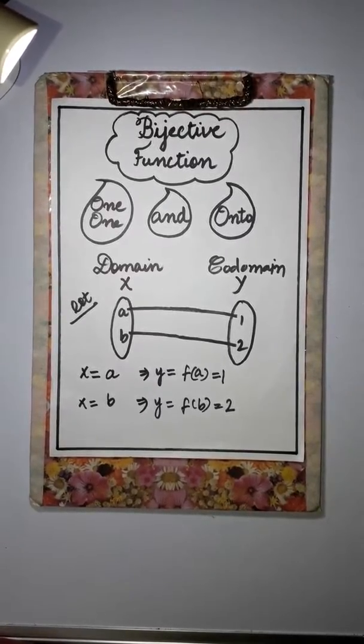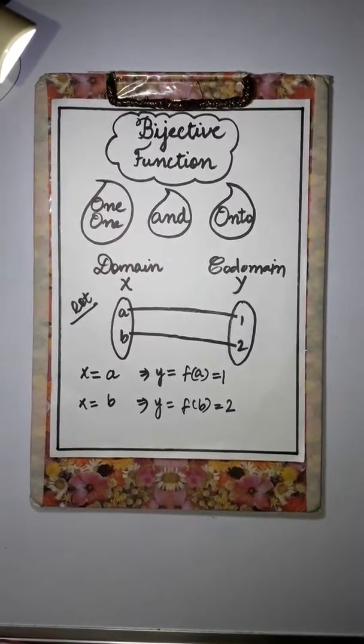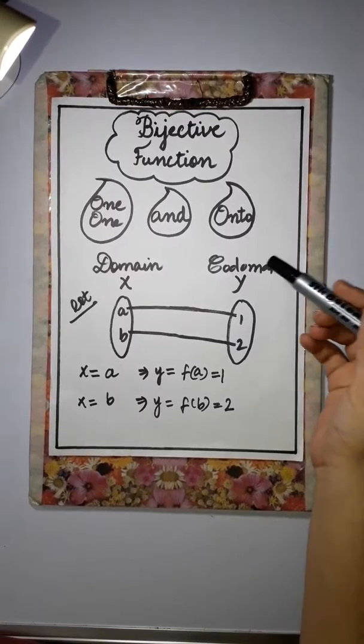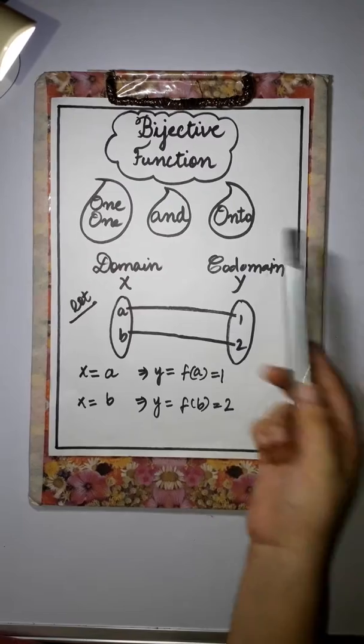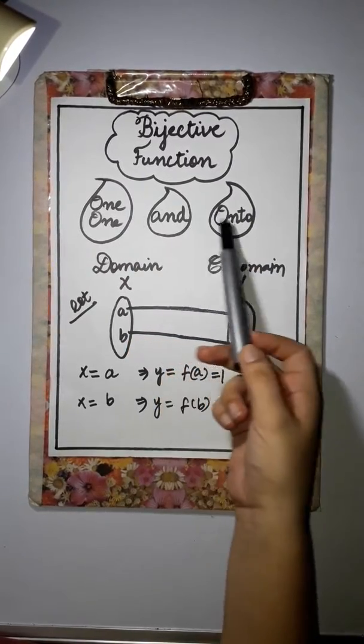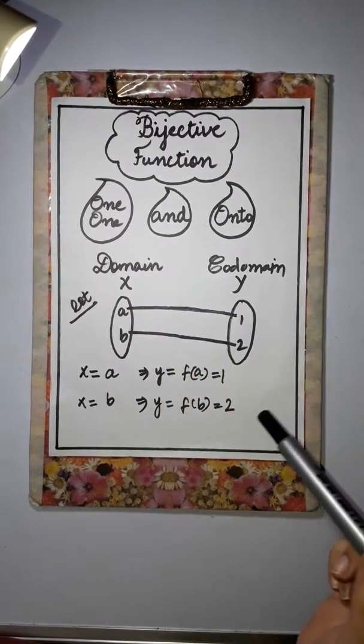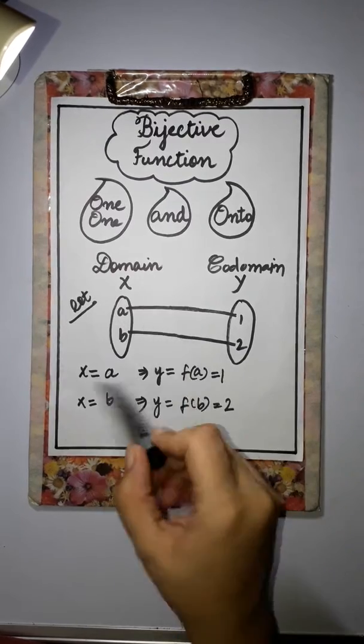Today we are going to discuss the topic of bijection. So let's get started. An easy way to remember bijection is to remember that it is a combination of one-one and onto functions. Let's consider this with the help of an example.